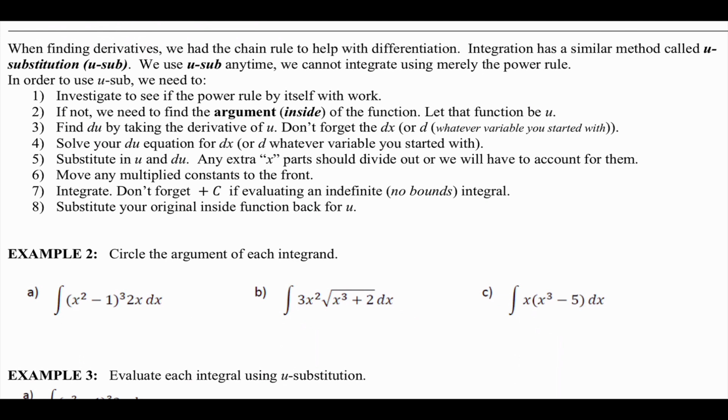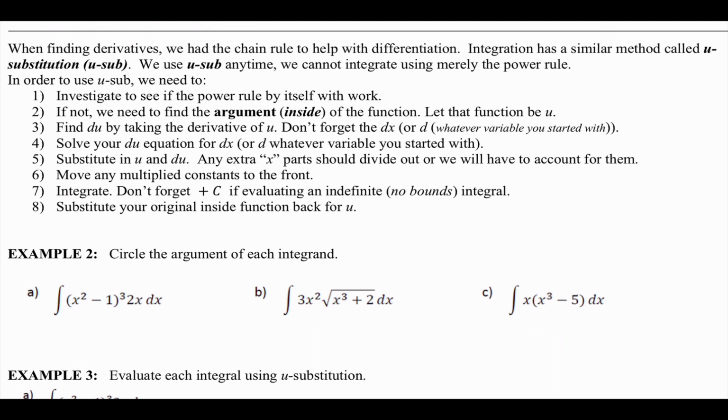So to make up for all those other rules, we have U-substitution. U-substitution is kind of the chain rule for antiderivatives, okay? So integration has a similar method called U-substitution, U-sub. We use U-sub anytime we cannot integrate only using the power rule. Anytime we can't just use the power rule, we use U-substitution.